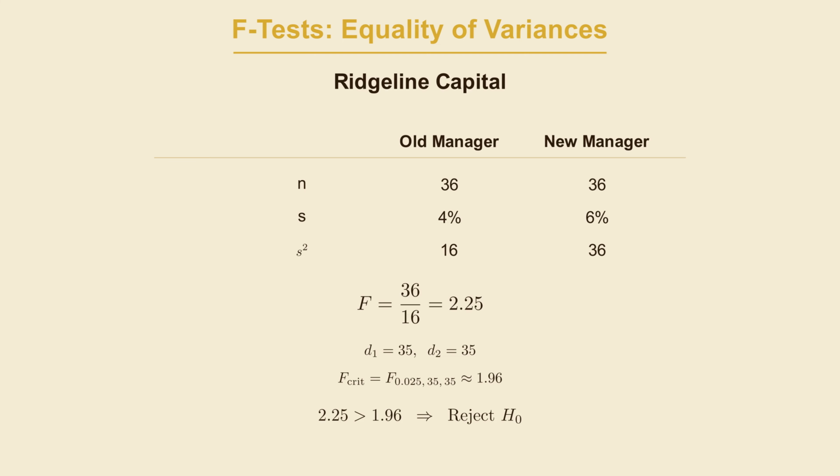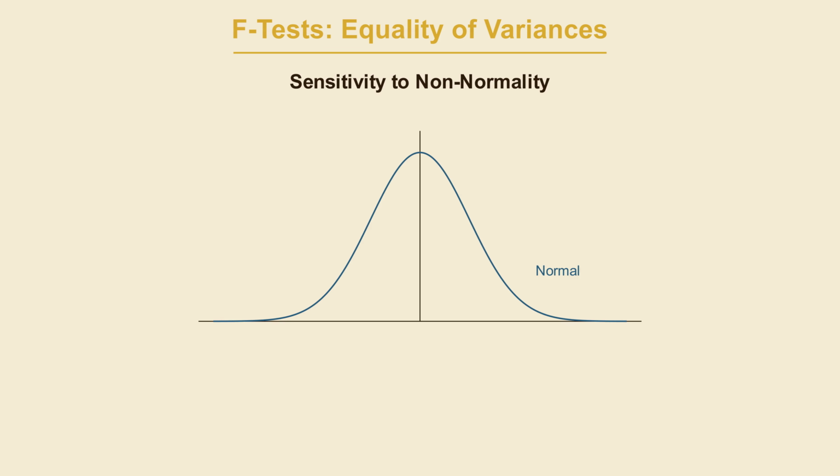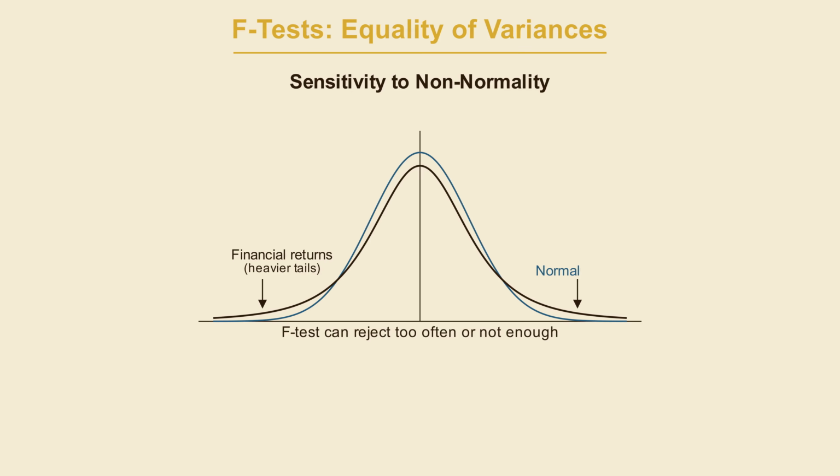But the F-test catches it, because the question was never about the average, it was about how much the returns were bouncing around. One thing to keep in mind about the F-test for variances is that it's sensitive to departures from normality. Financial returns often have heavier tails than the normal distribution, and when they do, the F-test can end up rejecting too often or not often enough.